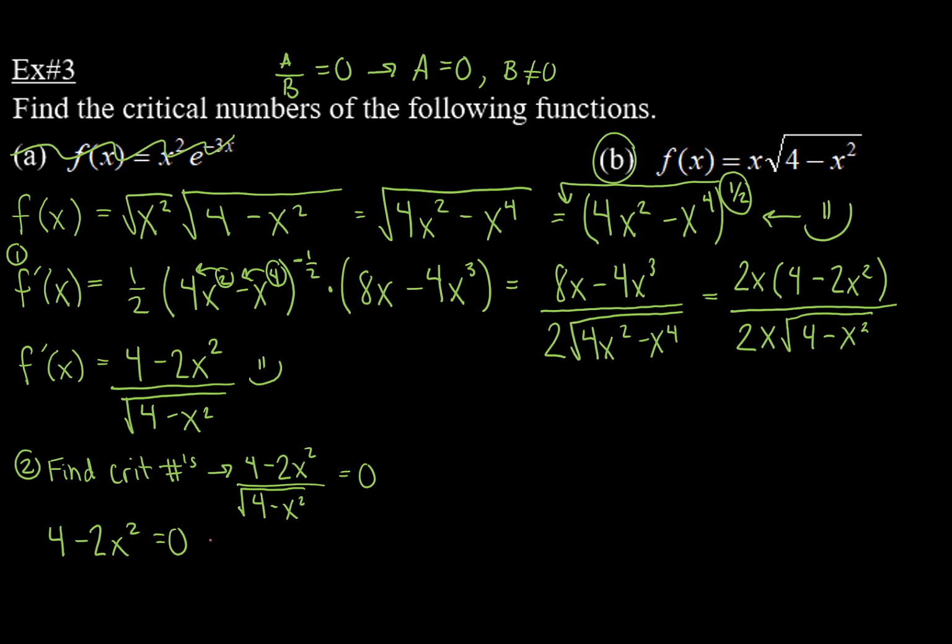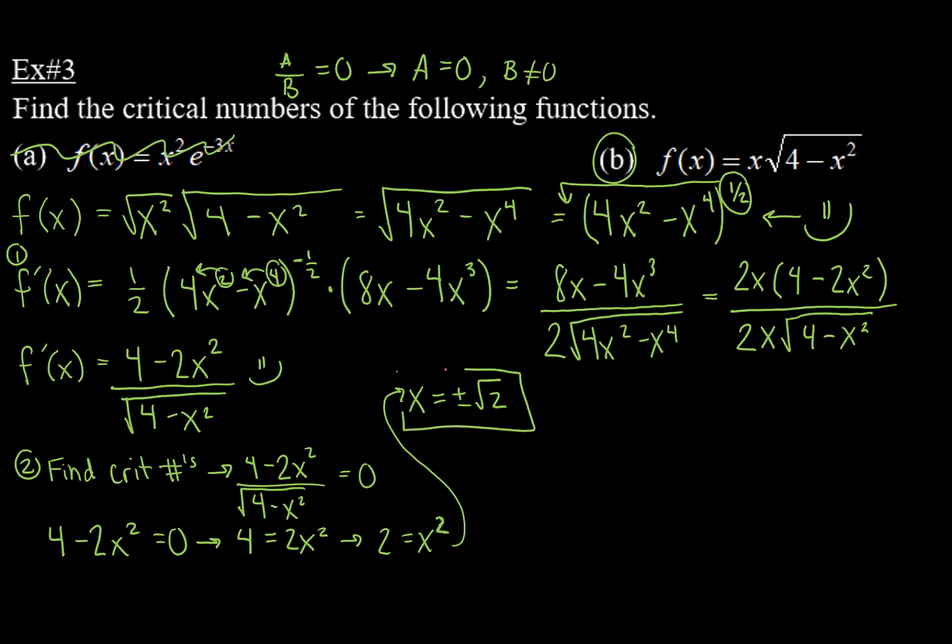And this is not linear, so when I solve this, I'm going to subtract 2x squared from both sides. Then I'm going to divide by 2. And then I'm going to take the square root. And what I end up with is x equals positive or negative square root of 2. So here are 2 of my critical numbers. So again, first we look for where it's equal to 0.